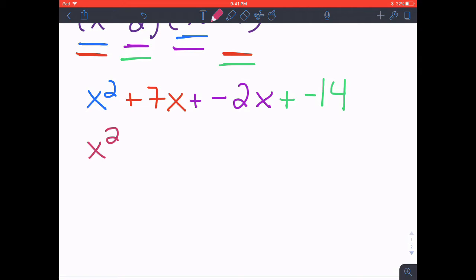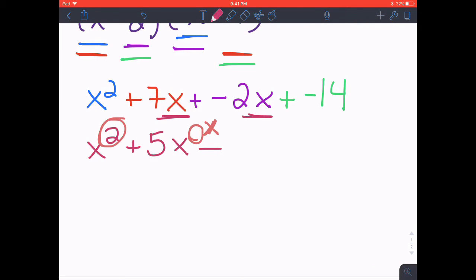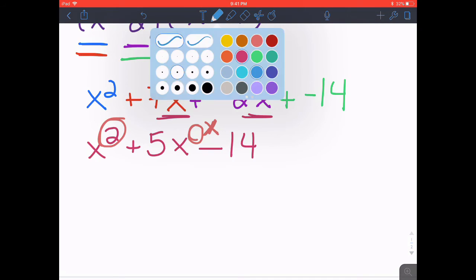And then you can combine like terms, which as you should know, 7x and negative 2x are like terms because they have the same exponent, so you can add or subtract them. Now the x squared and the 5x, which you get when you subtract 2x from 7x, do not have the same exponent, so you cannot add and subtract them because they are not like terms. And then negative 14 is just by itself, so you get minus 14. So your final answer is x squared plus 5x minus 14.